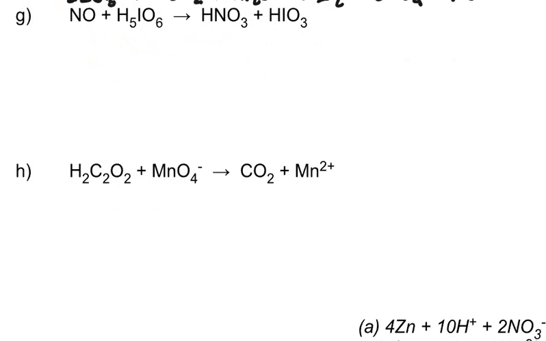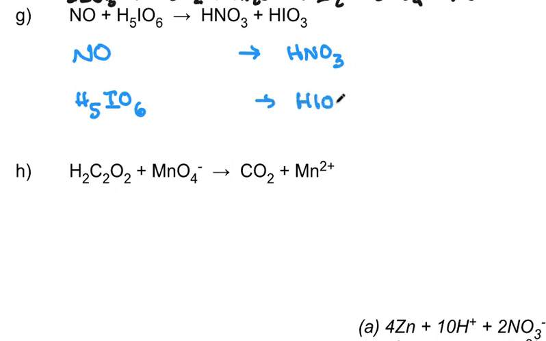Two more and we're done. Hope you're getting comfortable with this. It is the same steps over and over, and the math isn't that hard, I don't think. Okay, we have a nitrogen story and we have an iodine story. So NO turns into nitric acid. This could be hydrogen nitrate, or it could be nitric acid. I don't know the states. And H5IO6. I'm not even going to try to name that. And HIO3 is probably iodic acid.